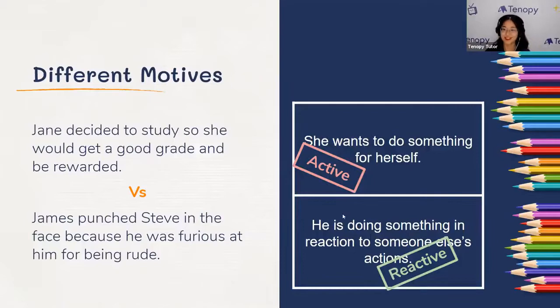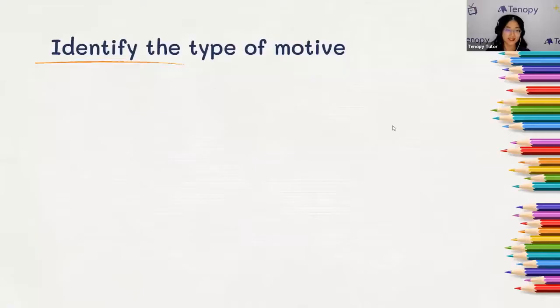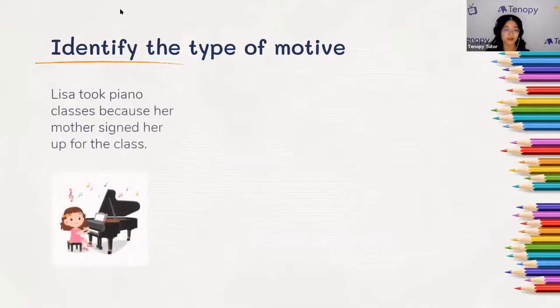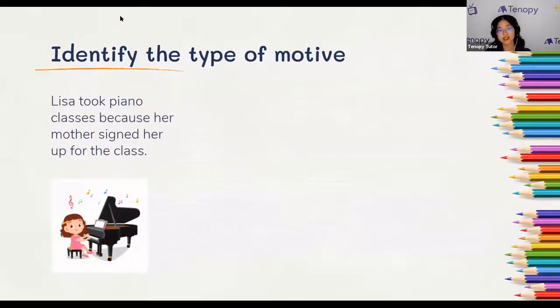Hello? All right, perfect. Thank you, Sarah. Thank you, Ariel. So let's try to determine which type of motive these following things are. First one: Lisa took piano classes because her mother signed her up for the classes. Is that active or reactive? In the chat, A for active, R for reactive, or you can type the whole word. Very good, Ariel. Everyone else? Active or reactive? Okay, Hongjie, very good try.